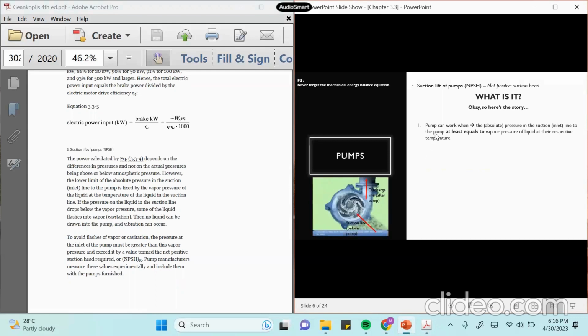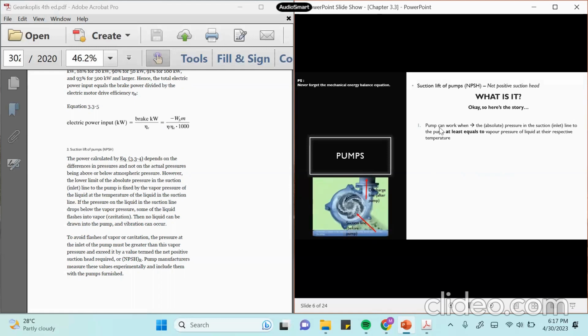First, a pump can work when the absolute pressure in this part. For pumps, they have two parts, two lines: the suction line. So let's say this is the pipe and we put the pump here. The suction line is in this part. And then, as I said previously, the pump will push the fluid upwards. The upward flow here we call the discharge line. So the suction line is before the pump, the discharge line is after the pump.